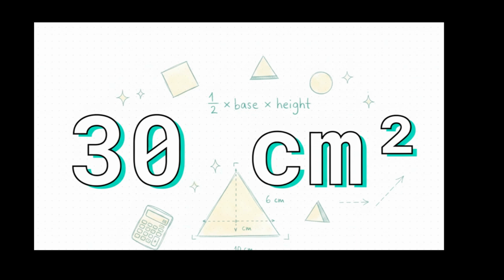How did we get that? Well, base times height is 10 times 6, which gives us 60. But since it's a triangle, we need exactly half of that rectangle. Half of 60 is 30. If you got that right, huge congratulations. You have successfully applied the master key. Give yourself a pat on the back.